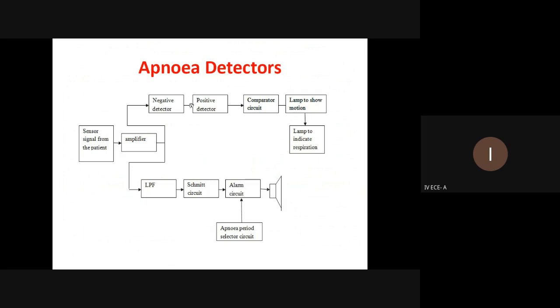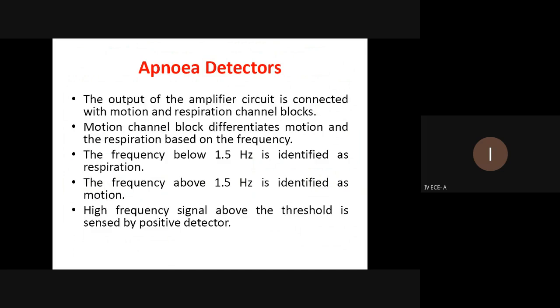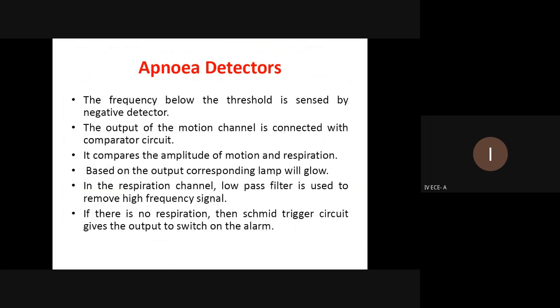Here the negative detector, positive detector, comparator, then the alarm with the ischemic trigger, and the loudspeaker are used for emergency purposes. The output of the amplifier is connected to the motion and respiration channel blocks. A frequency below 1.5 hertz is identified as respiration, and above 1.5 is identified as motion. A high frequency signal above threshold is sensed by the positive detector. If there is no respiration, then the ischemic trigger circuit gives the output to switch on the alarm.